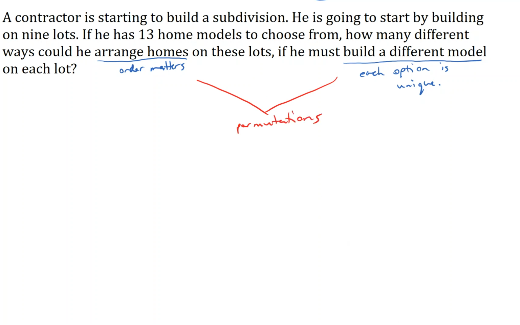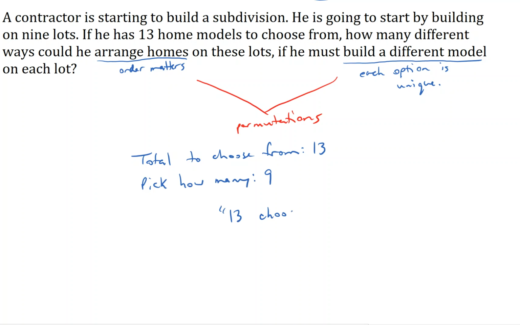So, how many total to choose from? Well, in this case, we have 13 models to choose from. And how many do we pick? We need to pick 9. So this problem is a 13 choose 9 problem where order is important. So the way to calculate that is 13P9 on your calculator.